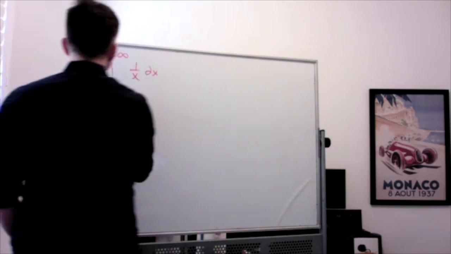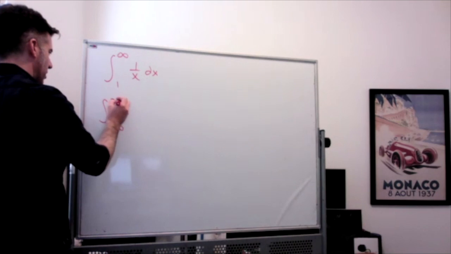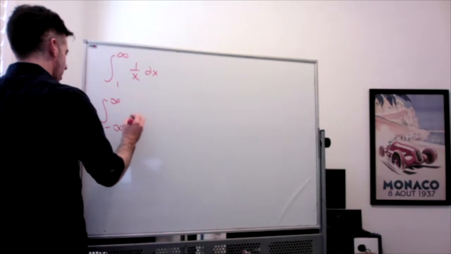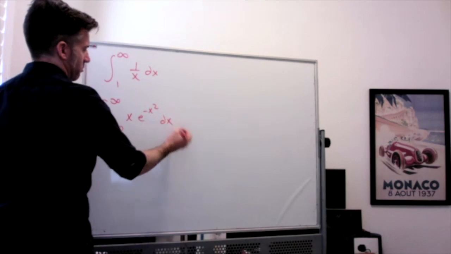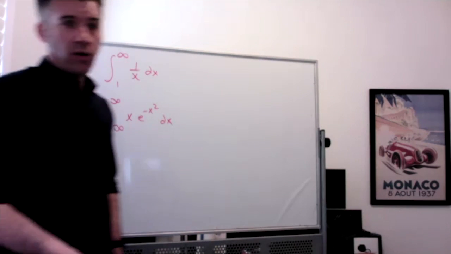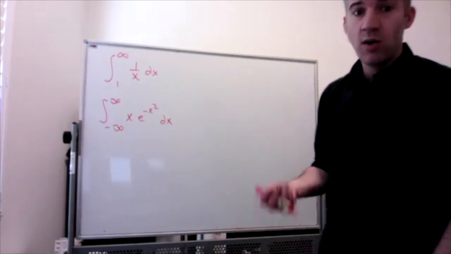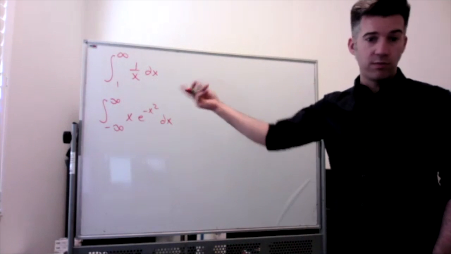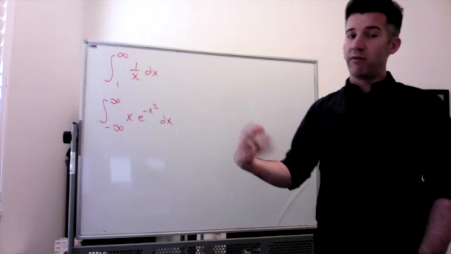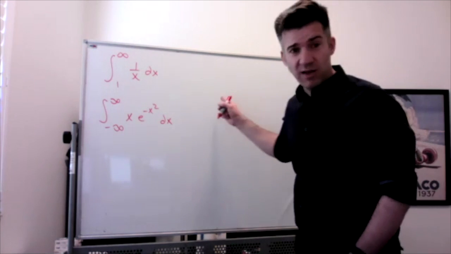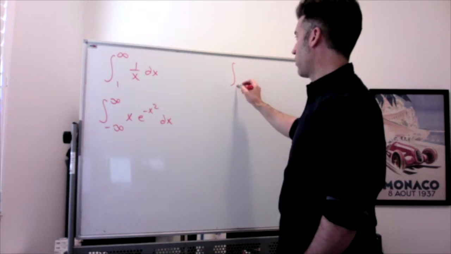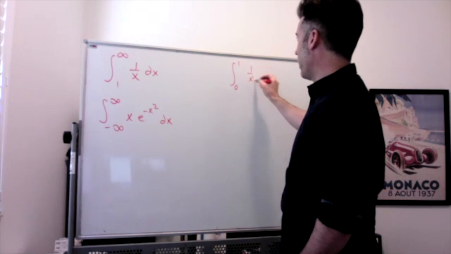Or the integral from -infinity to infinity of x e to the -x squared. Those are both improper because some sort of infinity is either one or both of your limits of integration. But here's another improper integral: the integral from 0 to 1 of 1 over x.